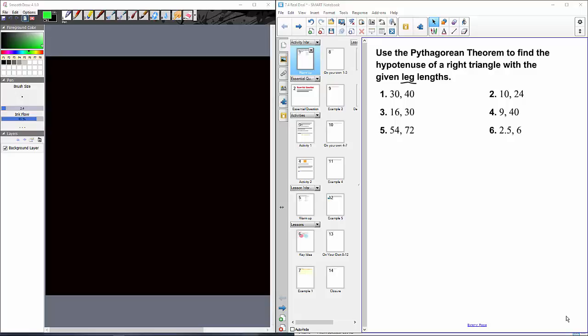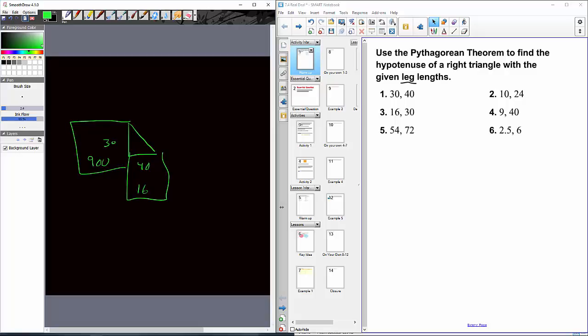All right, so this video will focus on 7.4, and the first thing we're going to do is go through and look at the legs. For each one of these, you're going to draw a triangle, and we'll do 30 by 40, and you have to figure out the hypotenuse. So I have 900, and I have 1600, and so this is 2500.